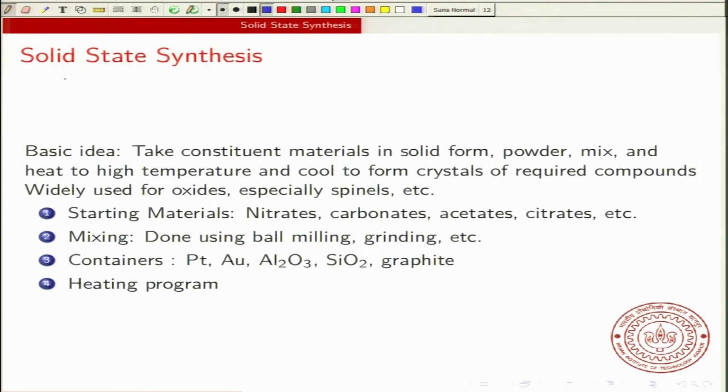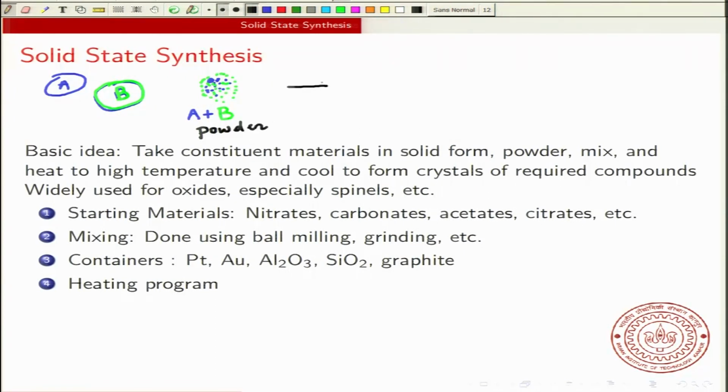So, you start with your solid materials, let us say A and B. These are the solid materials that you take. You powder them, mix them. Let me show B in a slightly different color, in green. So, then you have this finely mixed powder of A and B. This is A plus B powder.